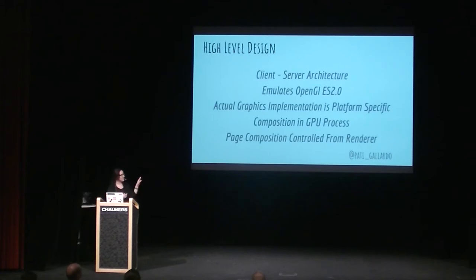The composition is done, the final composition. This is if you are doing hardware composition, which my entire talk will assume. Then the final composition is done inside of the GPU process, but it is controlled outside. The browser is controlling the massive amount of views and everything, like the tabs and all of these things. So it's a high level thing. And then the render process itself is controlling the composition of the web page.